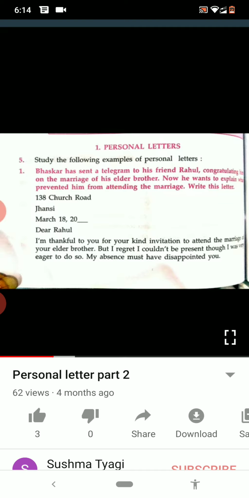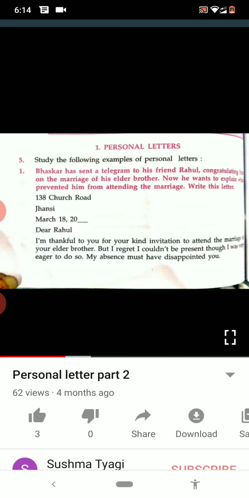It may be any address. First house number, then street, then city, then the date. We may write any date. Whatever month is going on, we will write the same date. So here is written March 18, 20 and dash. So we can write the date of July, August, May, any date. And we will follow the method that is written in our school. Just as 4 July 2020, we follow this format. So in the same way we will write.